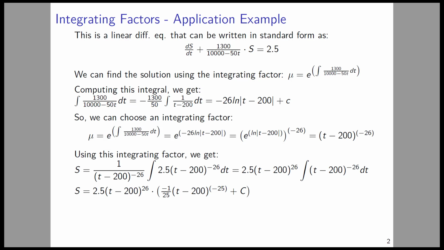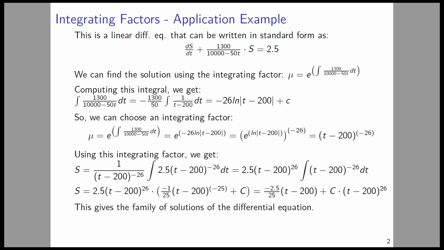And distributing 2.5 times t minus 200 to the 26th in, we'll get negative 2.5 over 25 times t minus 200 to the 26th times t minus 200 to the negative 25th, which simplifies just to t minus 200, plus a constant c times t minus 200 to the 26th. Please note here that I abused our constant a little bit. I replaced 2.5c with c again, but it's still just some constant. So this gives a family of solutions to the differential equation.